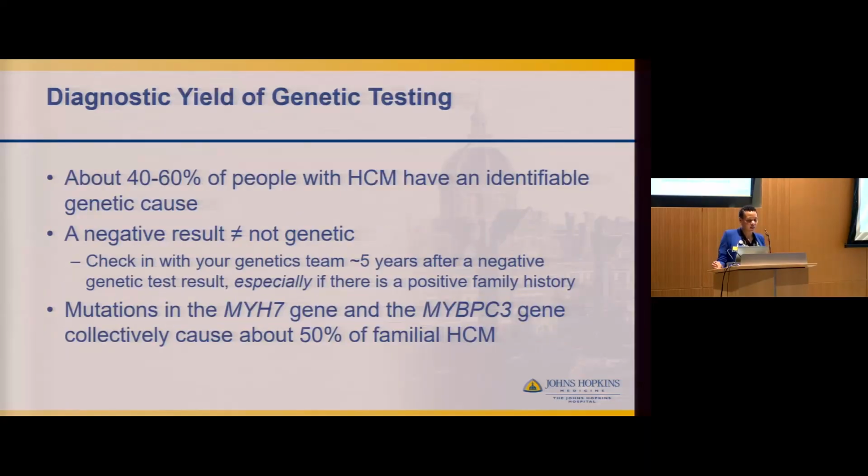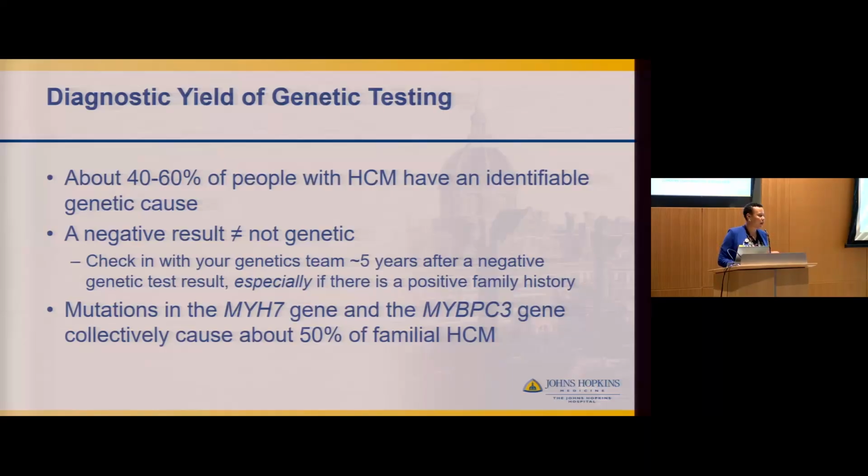About 40 to 60% of people with HCM have an identifiable genetic cause. For those who have HCM and don't have a family history, we see about a 40% hit rate on genetic testing. For those who do have a family history, that raises to up to about 60%. But a negative result on genetic testing does not mean that your HCM is not genetic. We oftentimes have people say, oh, no, we did genetic testing a while ago, it's not genetic.